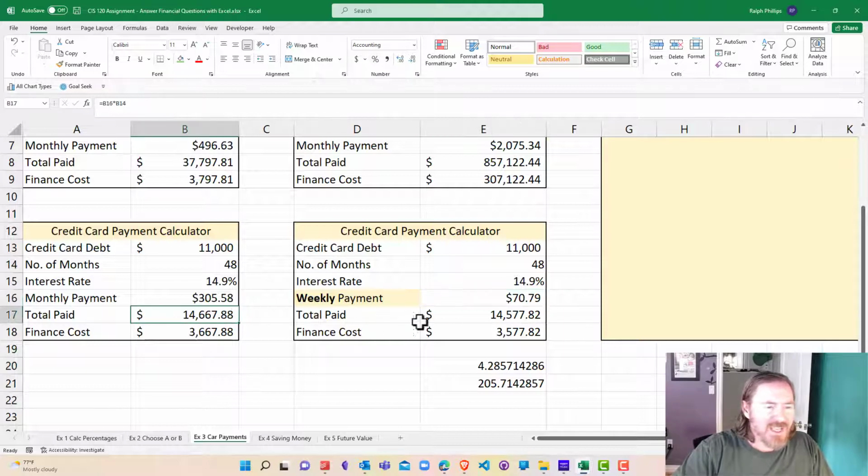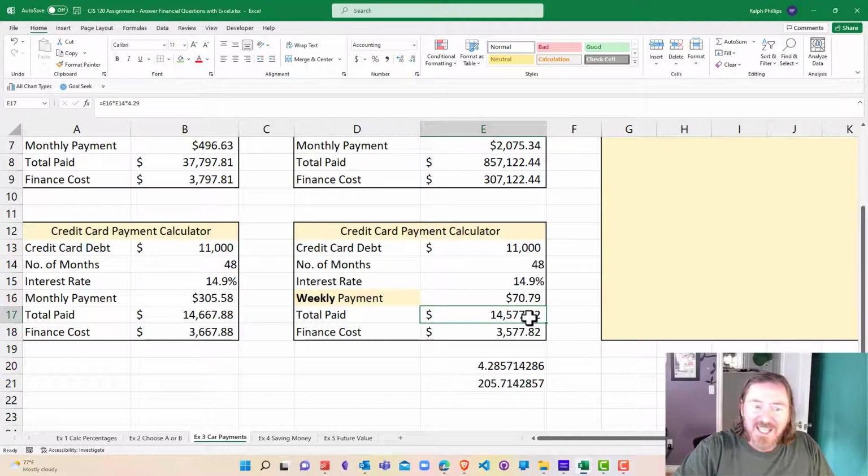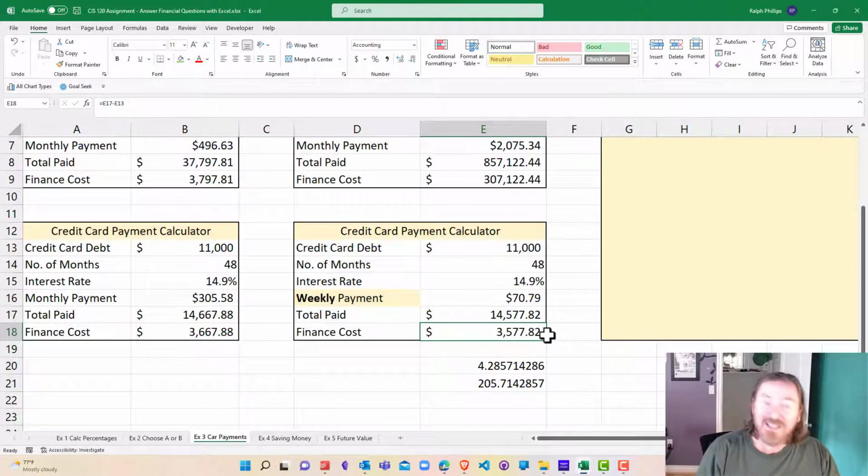Notice the total paid, very, very similar, but it's actually a little bit less if you pay weekly. And your finance cost over that 4 years is a little bit less if you pay weekly. And this is true, by the way. So if you were to pay off your credit card, or if you pay off your car loan weekly rather than monthly, you'll actually end up paying a little bit less.